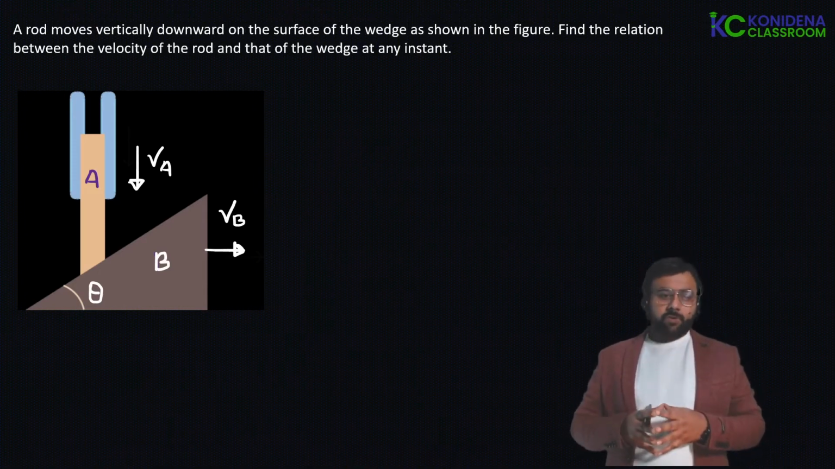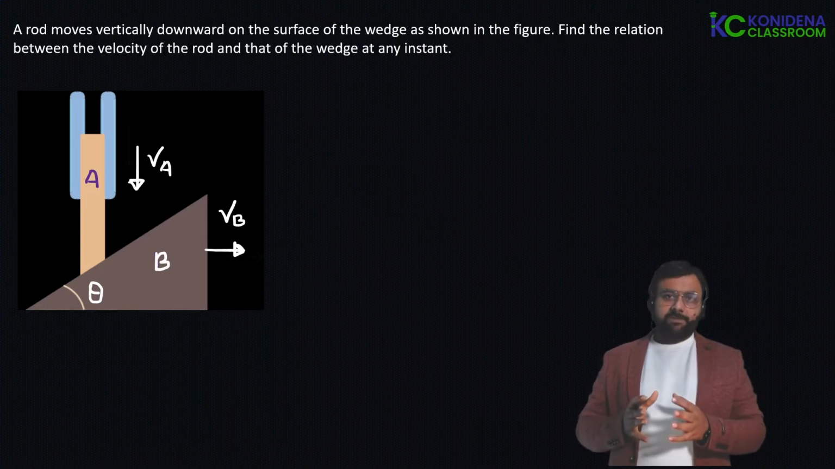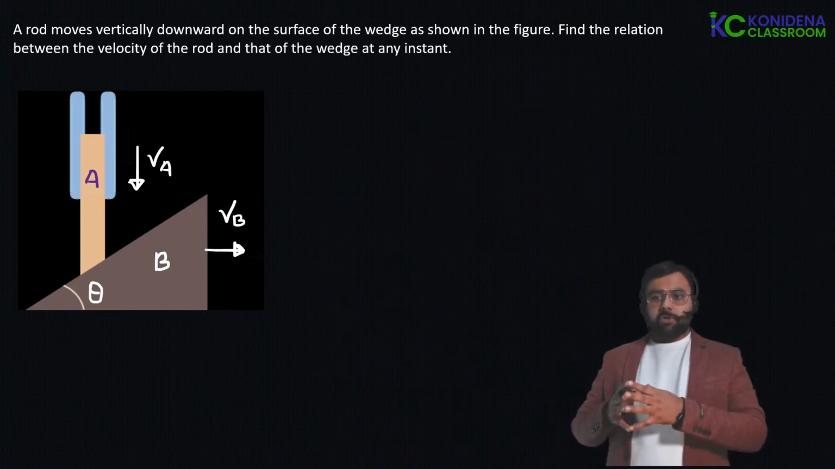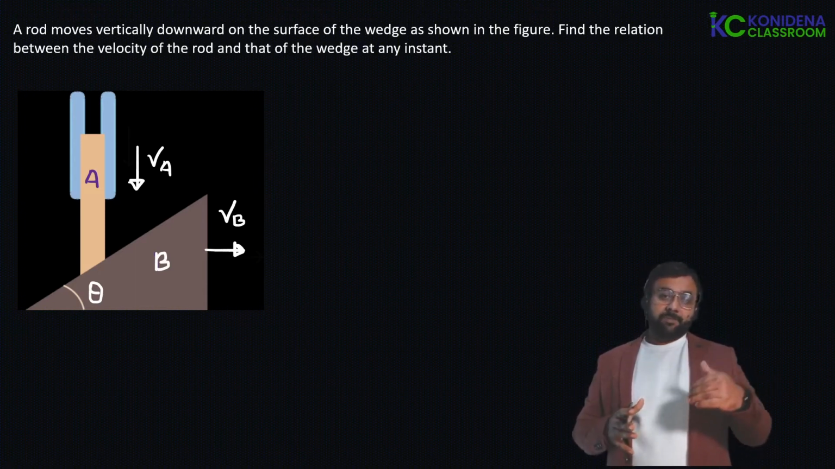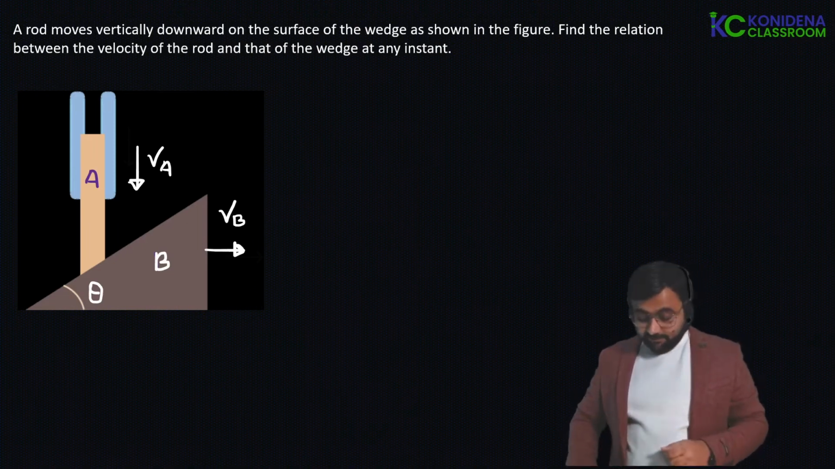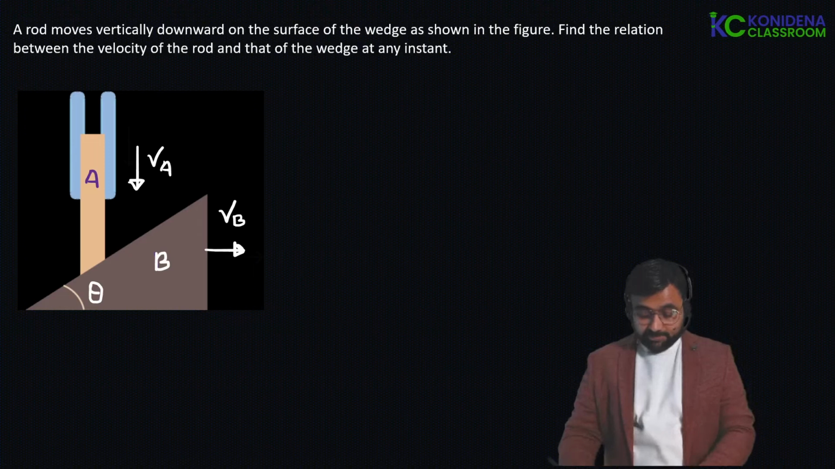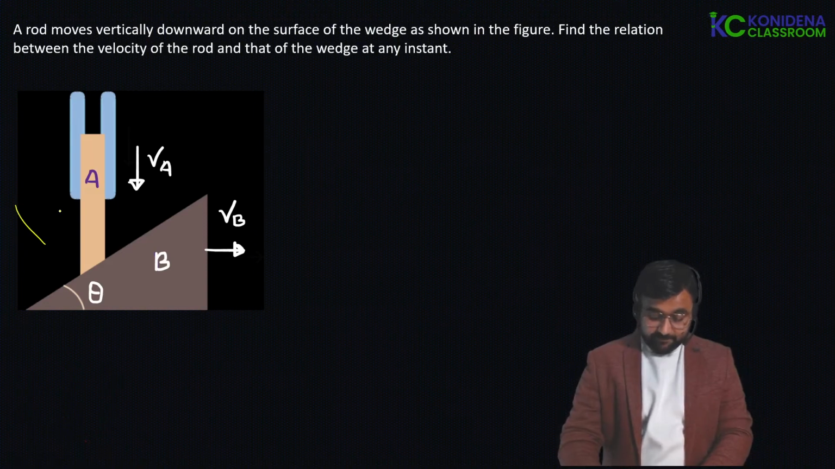Especially for the wedge constraint, we have a concept that says if you talk about the motion of the rod and the wedge, then the motion of the rod and the wedge along the perpendicular to the contact surface has to be same. That means if I draw a line here, suppose this is the line we have.